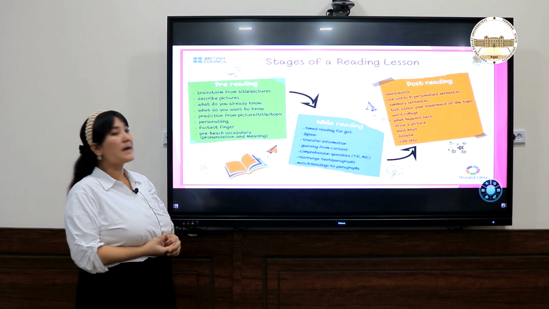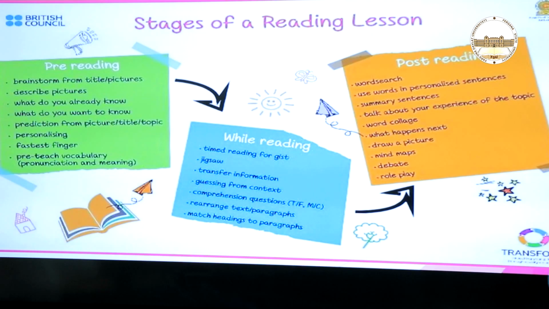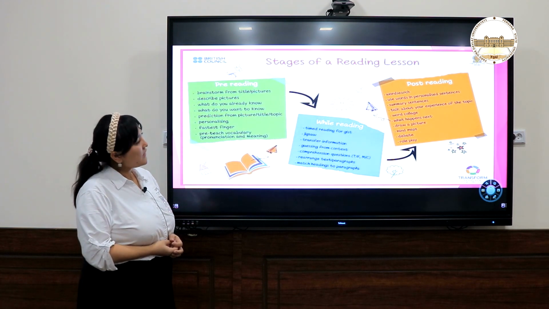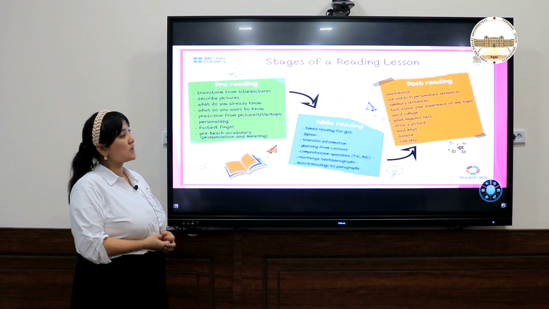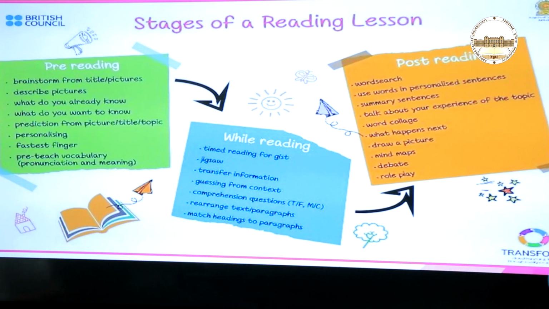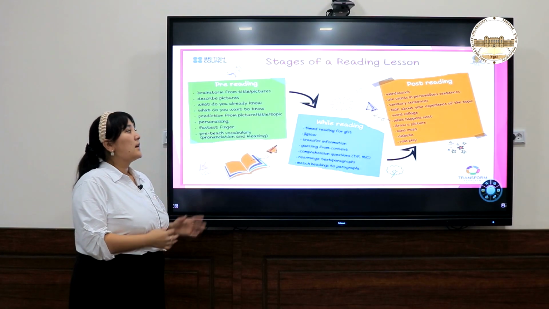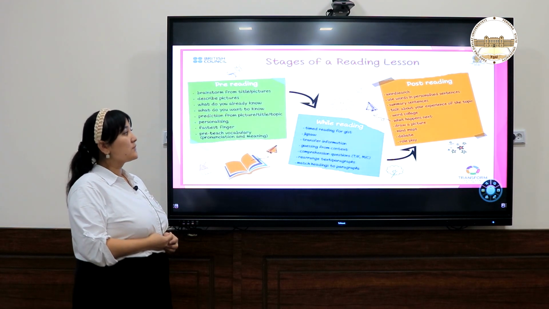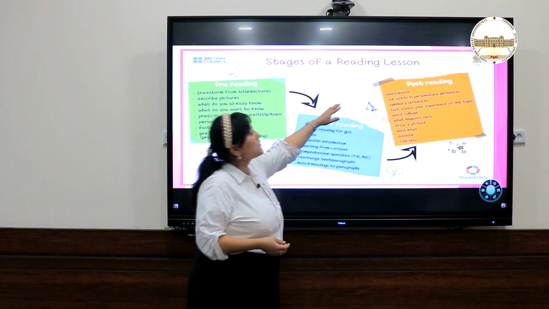The next one is summary sentence. Learners should summarize sentences with the help of their own language or own knowledge. The next one is talk about your experience of the topic. After reading the text, learners can practice or give their experience other than this reading text. The next one is word collage, and it is similar to the word search.